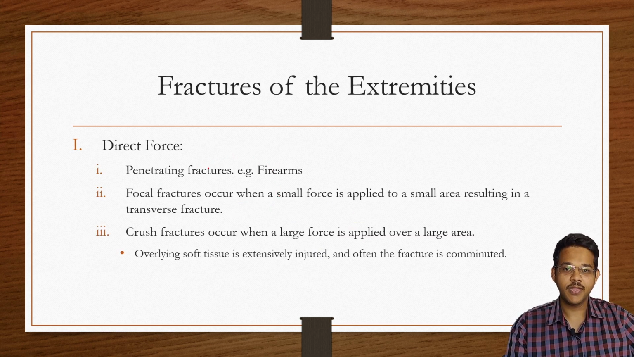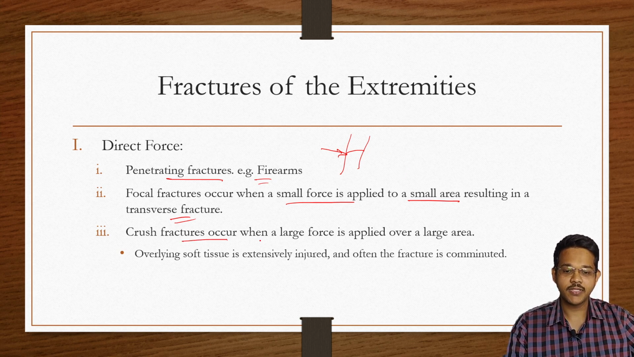Now coming to fractures of the extremities. Hands and legs can be fractured by direct force or indirect force. Direct force may be by penetrating force like firearm injuries. Focal force, that is the injury at only one small part of the bone, occurs when small force is applied to a small area resulting in a transverse fracture. Usually if only a local focal area has been impacted, there may be chances of transverse fracture, that is along the transverse line.